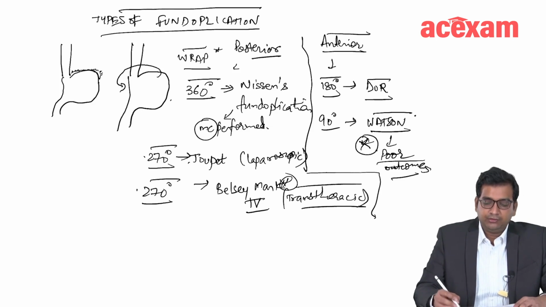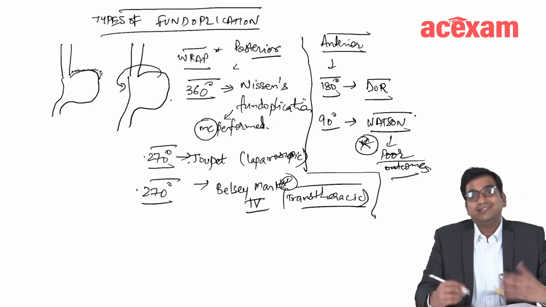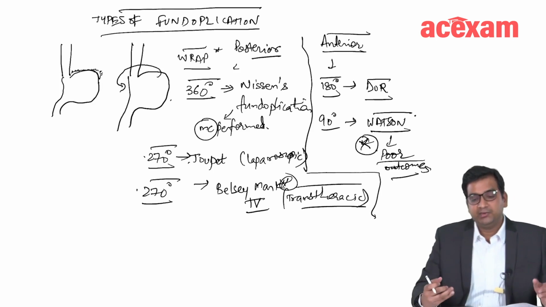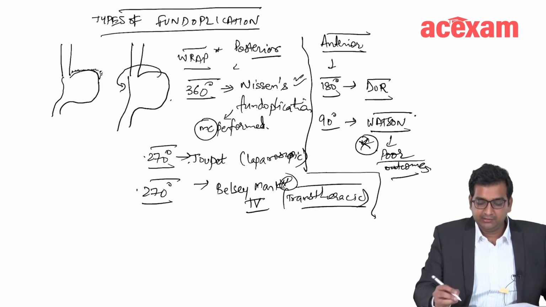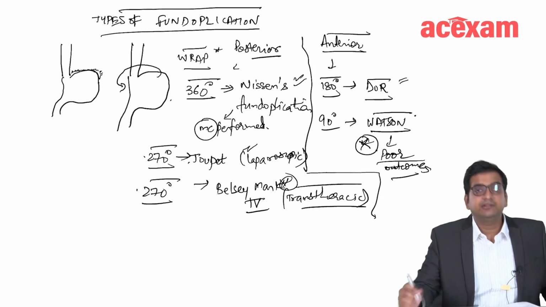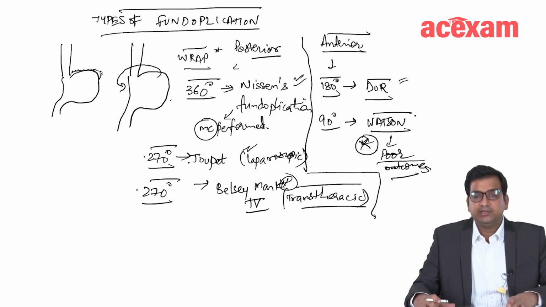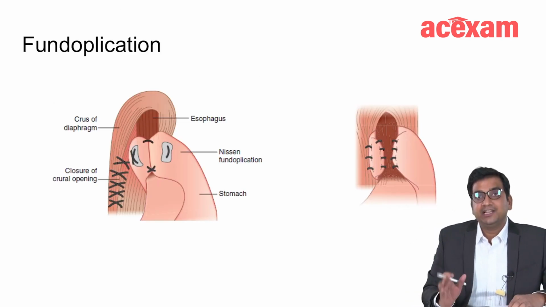Belsey Mark IV is also not done nowadays because it is transthoracic. Generally we prefer the abdominal approach. So Nissen's fundoplication, Toupet and Dor are the ones which are preferred nowadays. Okay, now there is a diagram. We'll have to identify the type of fundoplication.